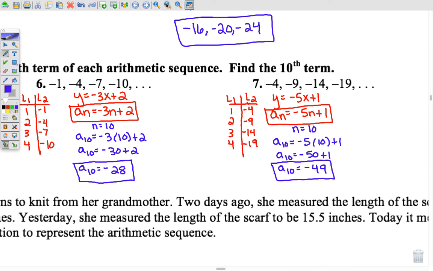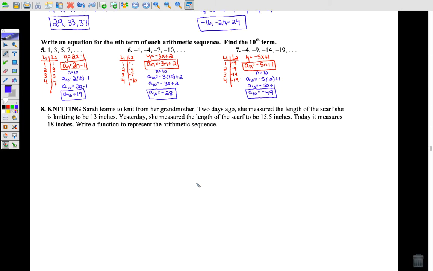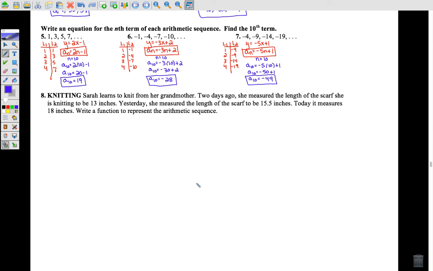Okay, last one, we have a little word problem. It says Sarah learns to knit from her grandmother. 2 days ago, she measured the length of the scarf she is knitting to be 13 inches. Yesterday, she measured the length of the scarf to be 15.5 inches. Today, it measures 18 inches. Write a function to represent the arithmetic sequence.